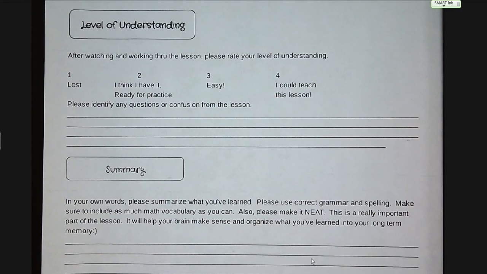So I want you guys to make sure you write down your level of understanding. 1, I'm lost. 4, I can teach this lesson. Be truthful to yourself. If you are writing down a 4, I'm going to look at that and think that you really know what you're doing. And if you're writing down 4s and you're getting D's and F's on your quizzes, or maybe you're not doing so well on your lesson quizzes, then maybe you don't understand it quite as well as you think you do, and you need a little more practice. Okay, so make sure you're being honest with your level of understanding.